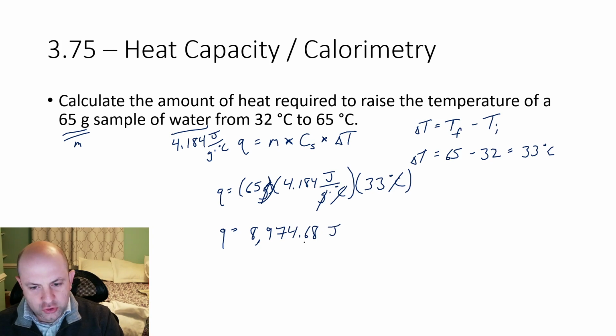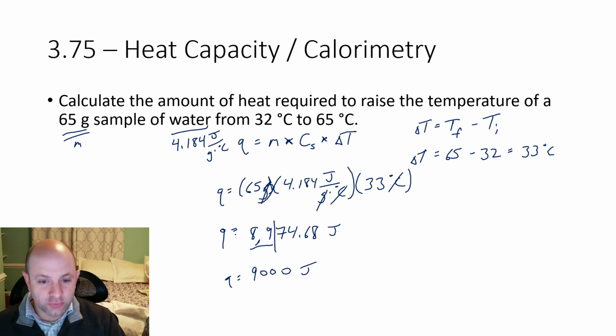So we get this big answer, 8,974.68 joules. I need 2 sig figs, so I want these first two, and the rest rounds off to 9,000. But then, how can I show that 9,000 joules is only 2 sig figs? Because the 65 only had 2 and the 33 only had 2, I can only show 2.